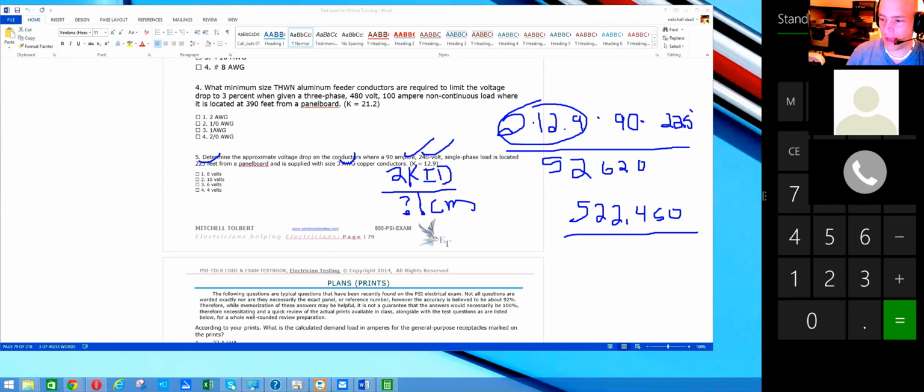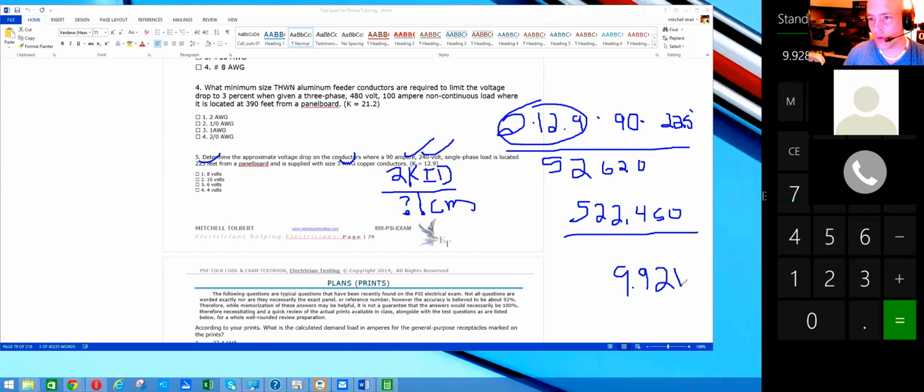So divide that by 52,620, and I'm looking at 9.92873. Again, I'm just looking at 9.92. I'm assuming that they're going to drop that last digit. Now, if you look at the answer block here, they've rounded them all up to the next round number. But this is the actual amount of volts that I lost. If I put a meter out there, instead of a 480 volt value, I'm looking at my meter giving me a value that's 471.08 volts.